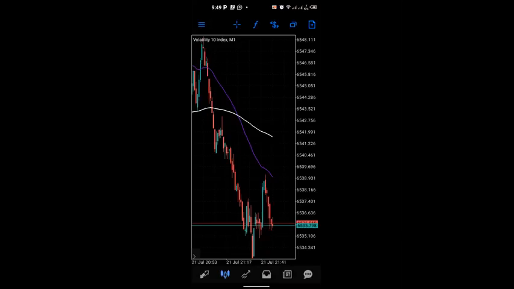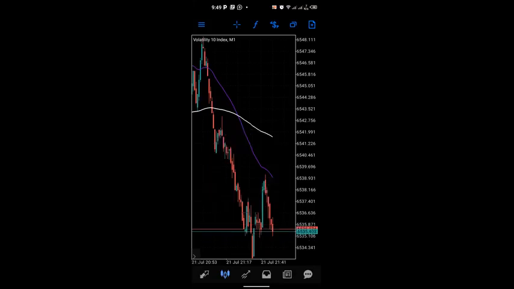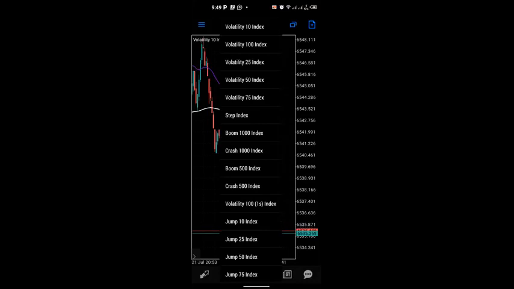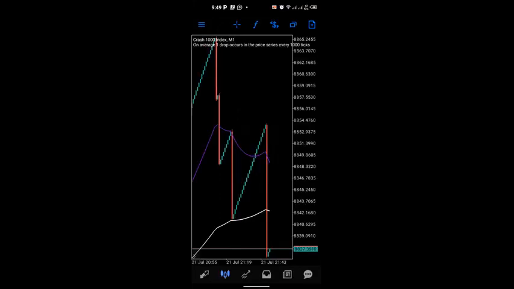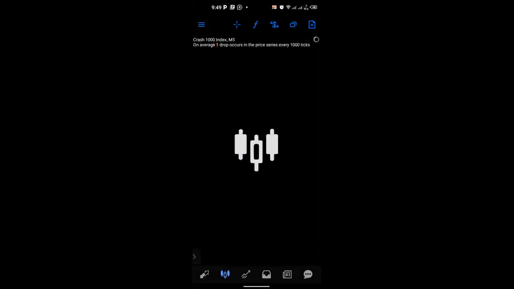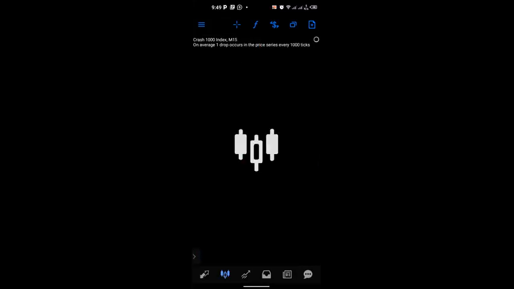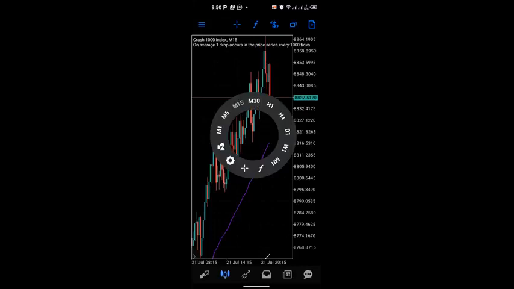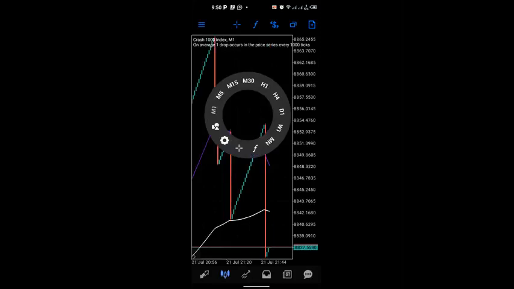What do you want me to spot? 1 minute. We want to spot a support trend line. We want to draw a trend line on crash 1000. Is that correct? Yes, sir. Okay. So I would say, let me go to 5 minutes or 15 minutes. What time frame should I use? Please, 4 hours. Okay, 4 hours.